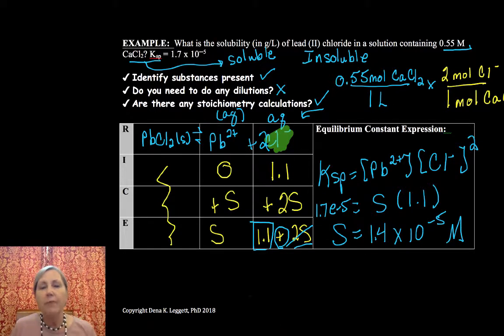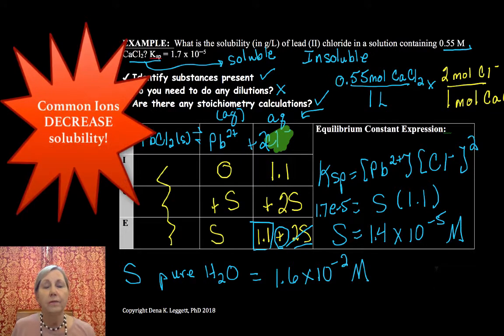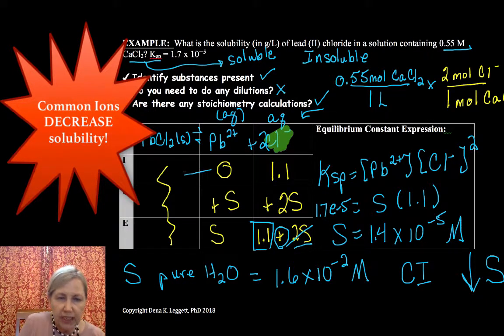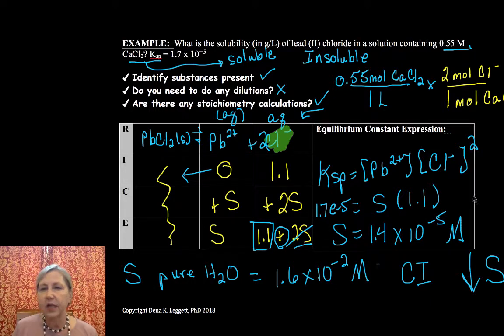Okay? Now, just for comparison's sake, I want to show you what the solubility in pure water would have been. If we'd done that calculation, our solubility without the common ion was 1.6 times 10 to the minus 2 molar. So our take-home lesson is this: the addition of a common ion decreases our solubility. It forces the reaction to be pushed more to the reactant side than the product side. So that's the take-home there.